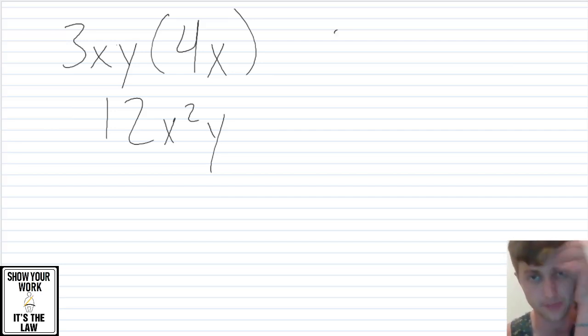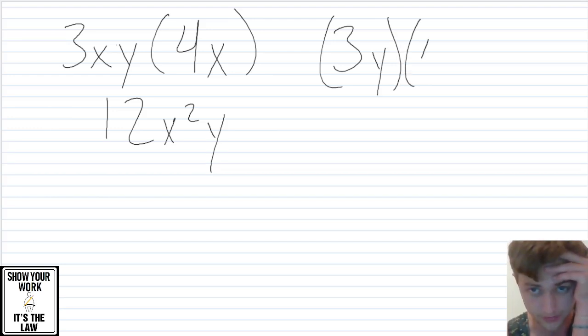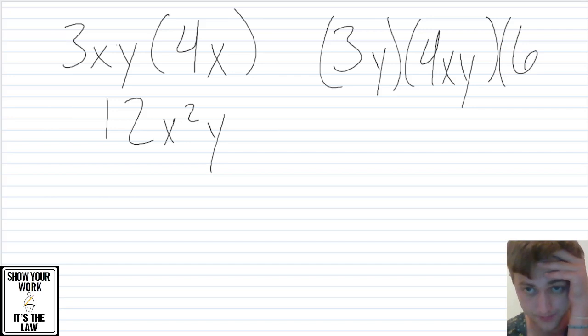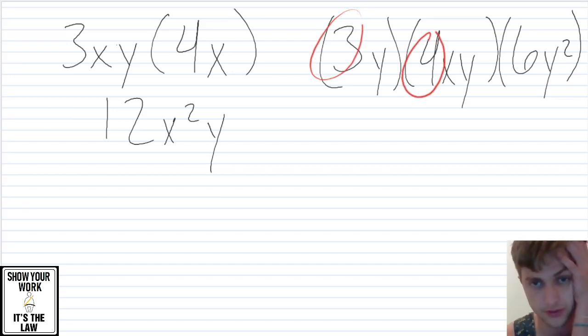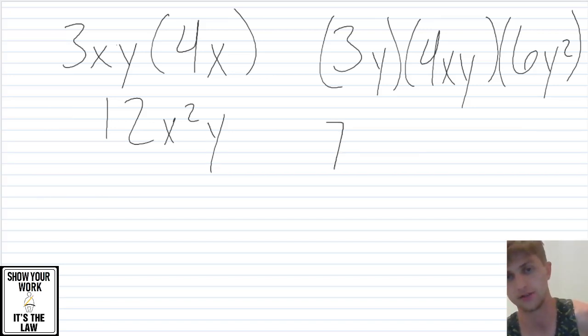Let's take a look at something more complicated. Let's say we got 3y times 4xy times 6y squared. Okay, so let's just do the numbers first. 3 times 4 times 6 is going to give us something. I'm going to say it is 72.